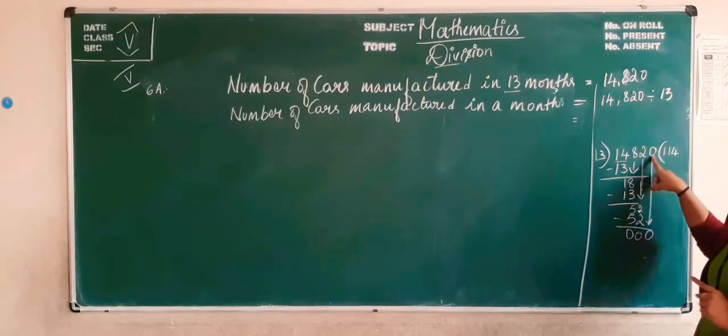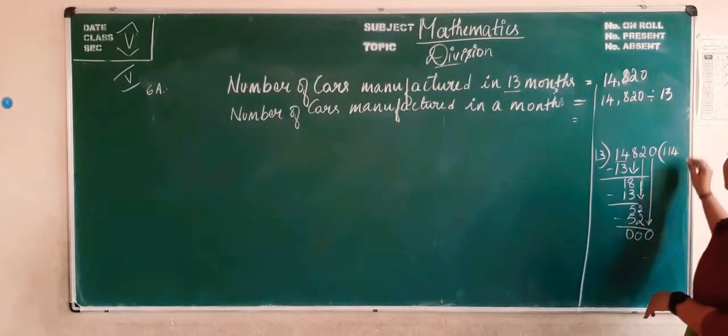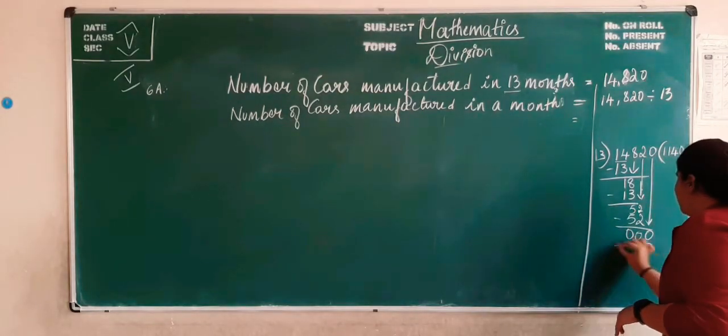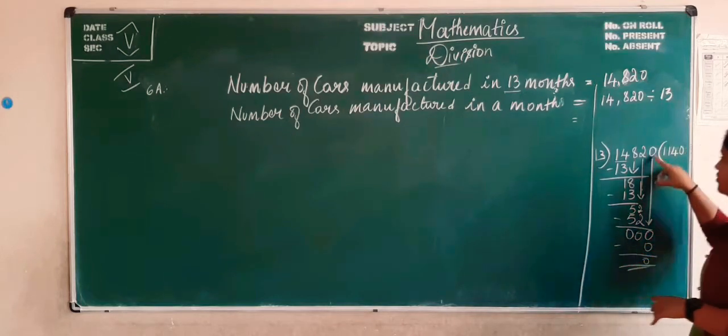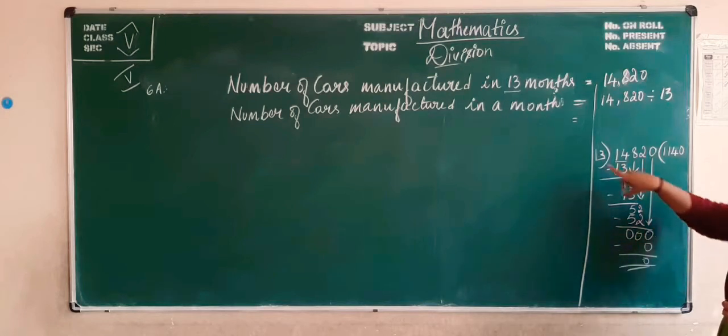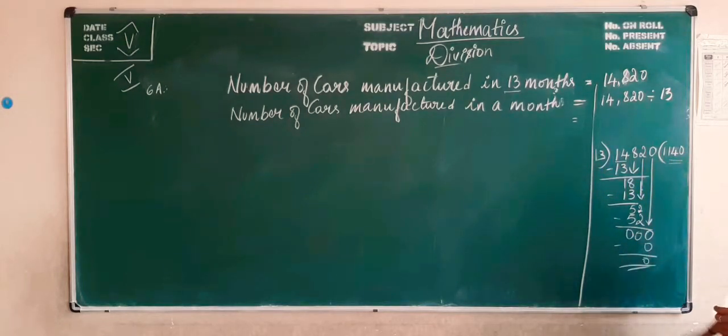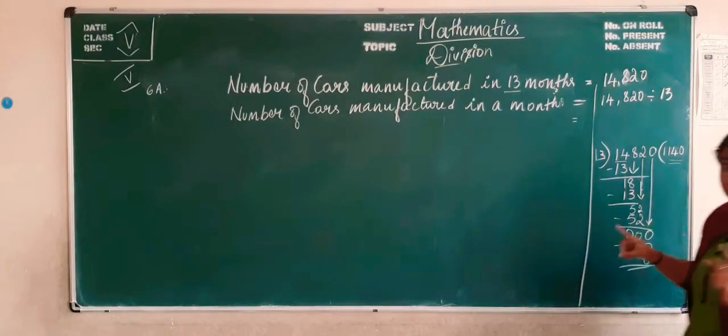So this should be further divided. You don't leave the 0. This should be further divided. Don't forget. So 13, how much is 0? 13 zeros are 0. Should not forget this 0 because one digit is left out, that has to be brought down. So if we bring down, 13 zeros are 0. So what is the answer we got now? Yes, 1140. So what is this 1140? Yes, the number of cars manufactured in a month.